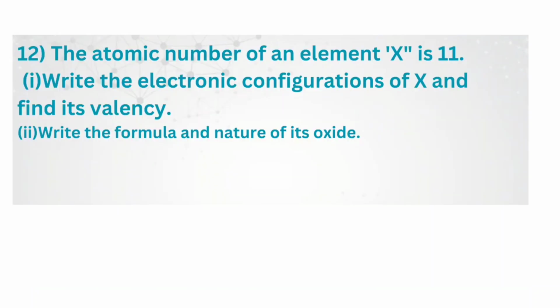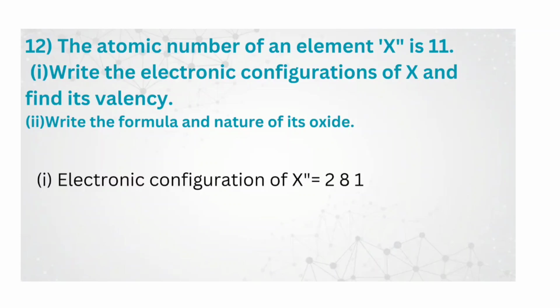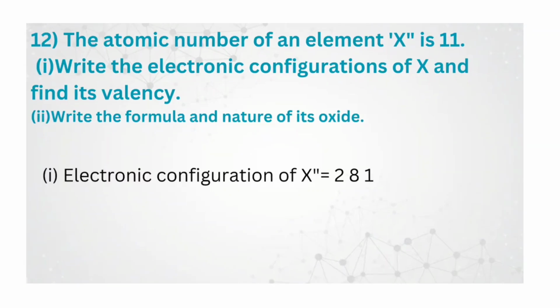12th question. The atomic number of an element X is 11. First one, write the electronic configuration of X and find its valency. Second sub-question, write the formula and nature of its oxide. The electronic configuration of X is 2, 8, 1. So the outermost shell contains only 1 electron. In that case, the valency is also 1.